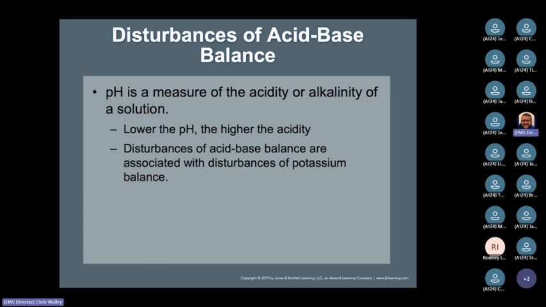All right, so the lower the pH, the higher the acidity, and acidosis is an increase in the extracellular H ions. Alkalosis is a decrease in the extracellular H ions. The disturbance of acid-base balance is associated with disturbances of potassium balance.